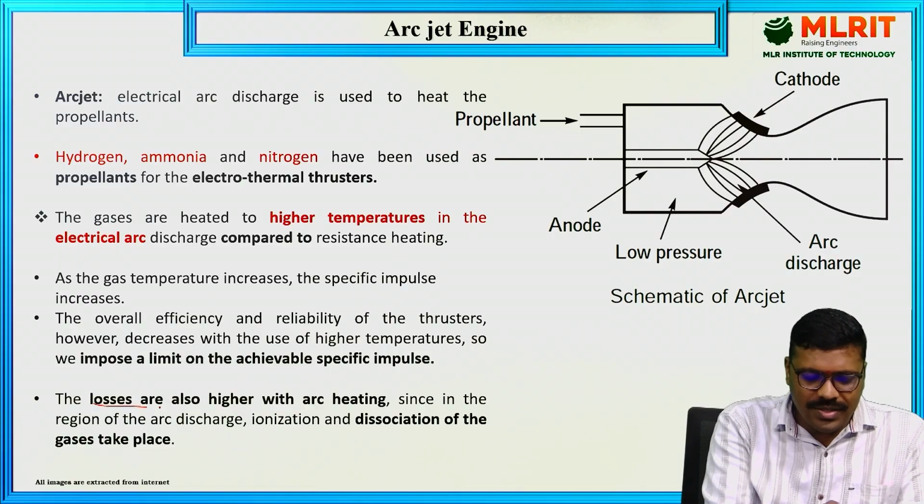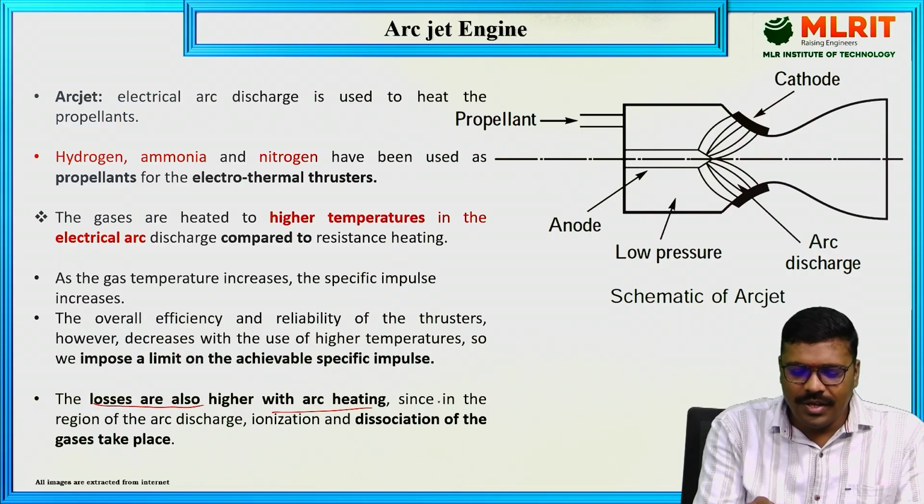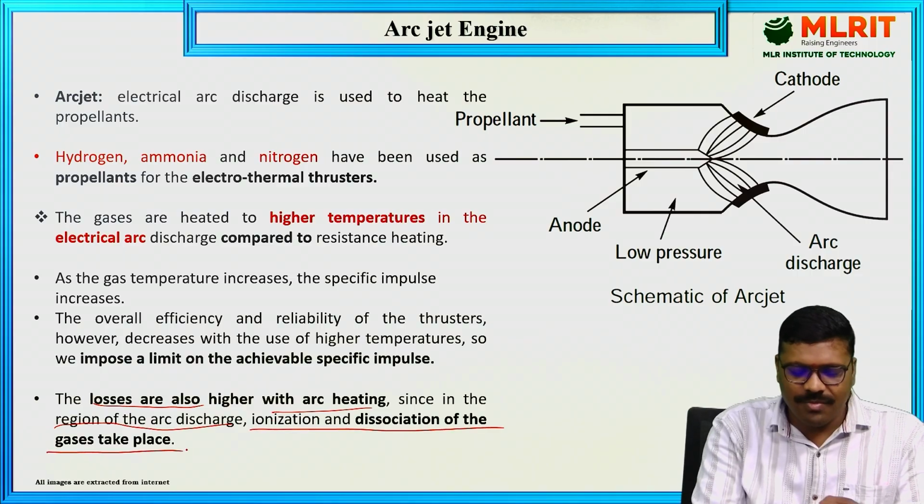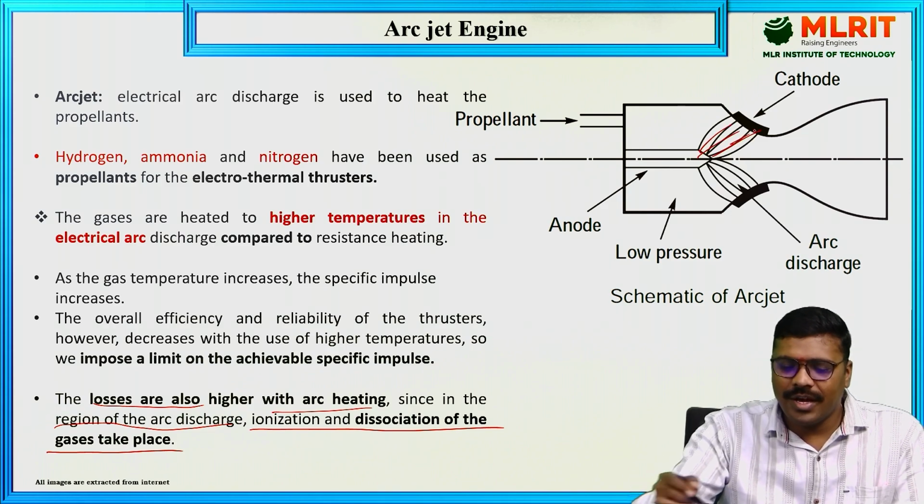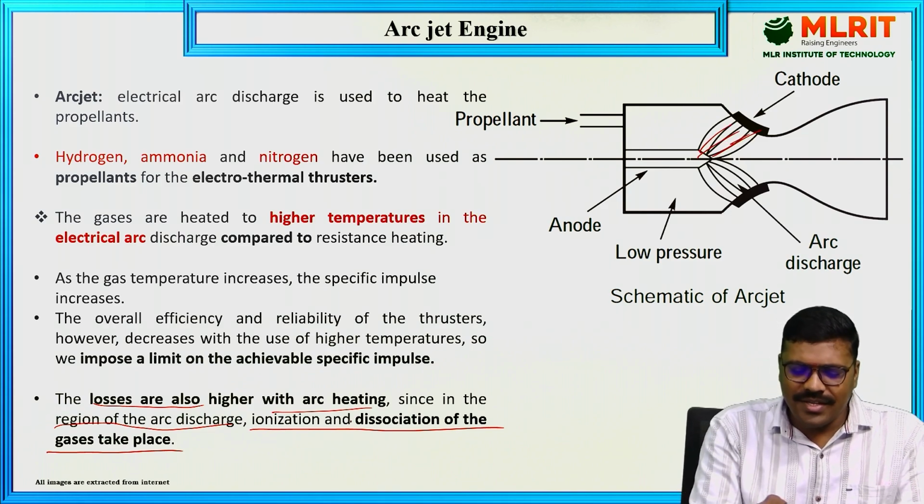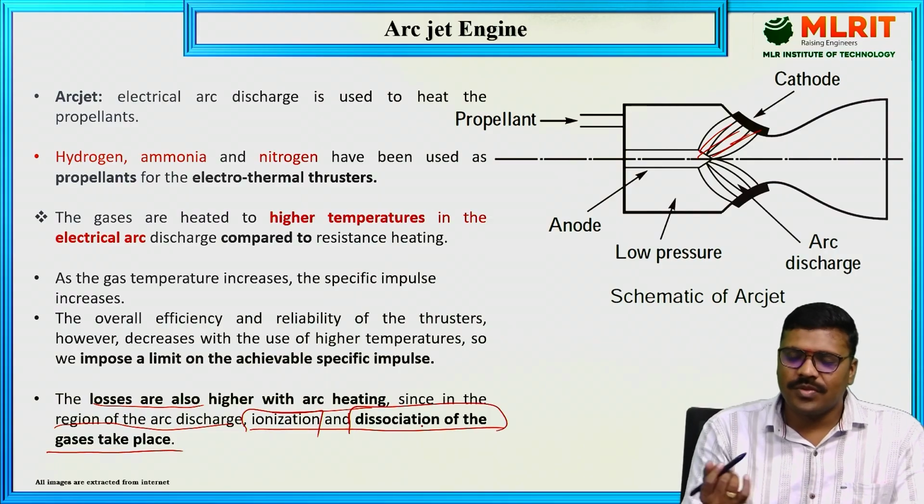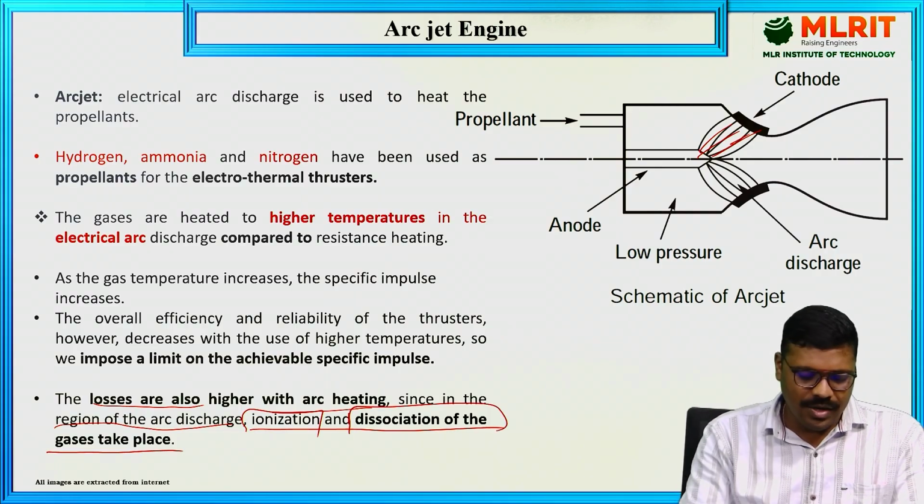These losses are also higher with arc heating, since in the region of arc discharge, ionization and dissociation of the gas take place. When compared to the resistor jet, the losses in the arc jet are more, because the temperature will be very high. So in this region, the gases may get ionized or dissociate, and some energy losses happen in arc jet thrusters.